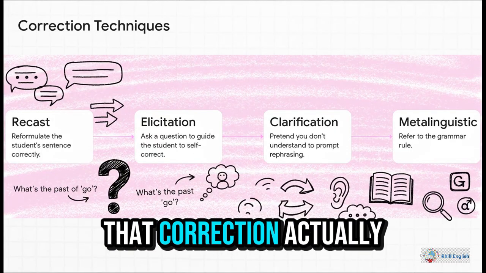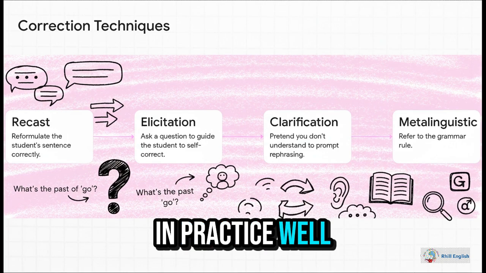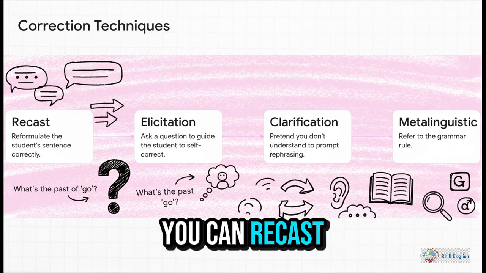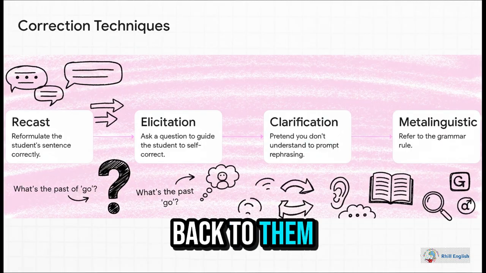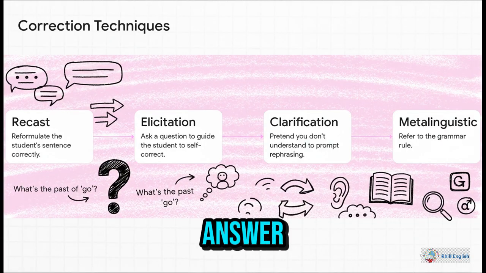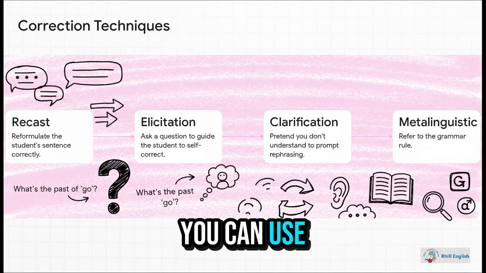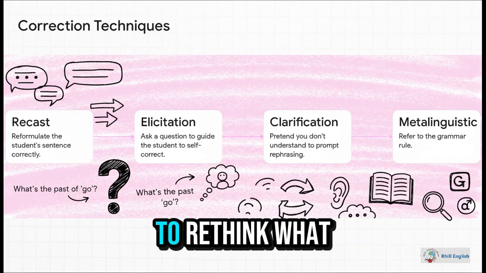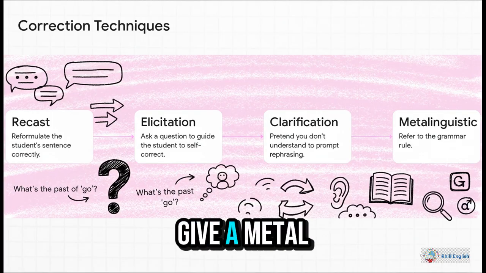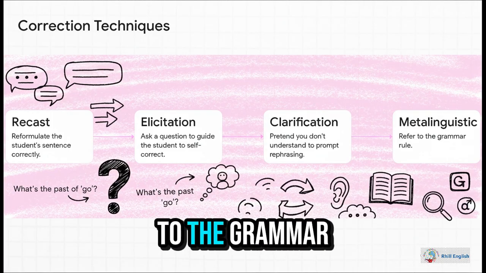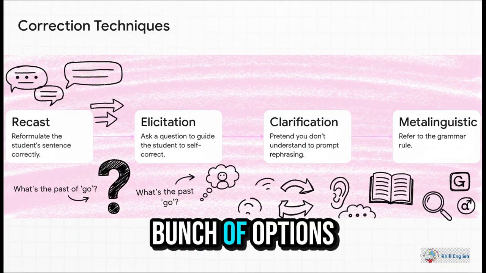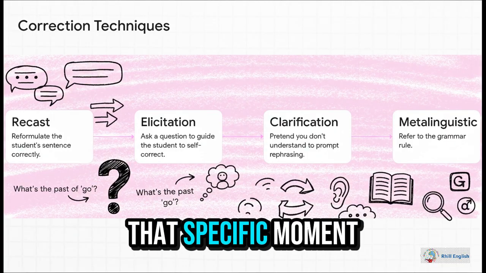So what does that correction actually look like in practice? Well, you've got several tools. You can recast it by simply saying their sentence back to them but correctly. You can try to elicit the answer with a guiding question, like, "What's the past tense of go?" You can use a clarification request to get them to rethink what they said, or you can give a metalinguistic clue by directly pointing to the grammar rule. The trick is to have a bunch of options and choose the right one for that specific moment.